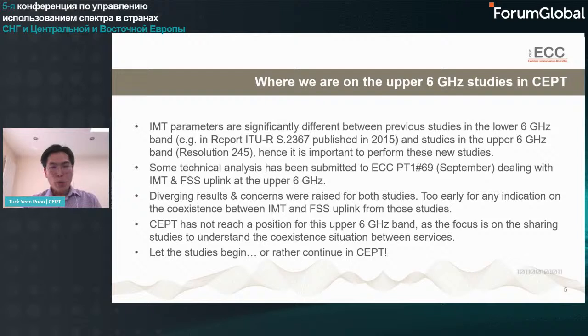One important point that I want to point out is that CEPT has not yet reached a position for this upper 6 gigahertz band.